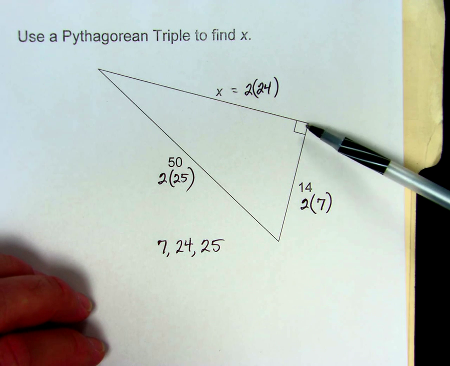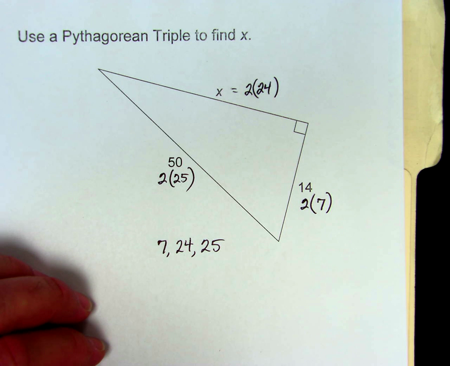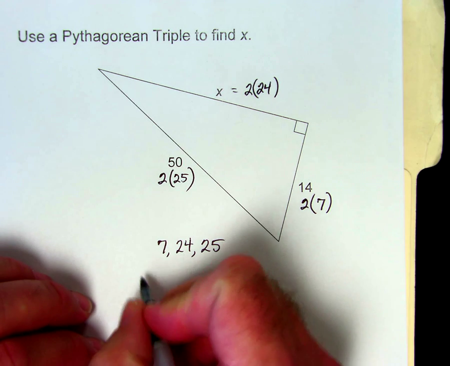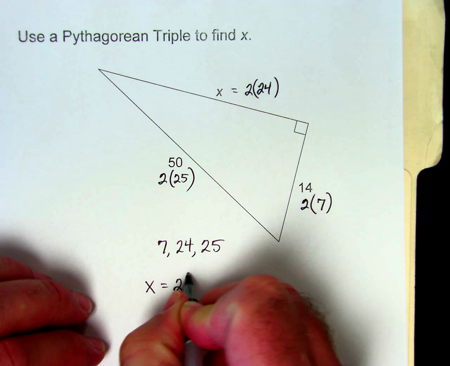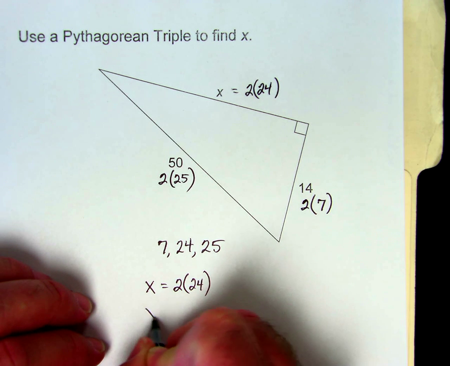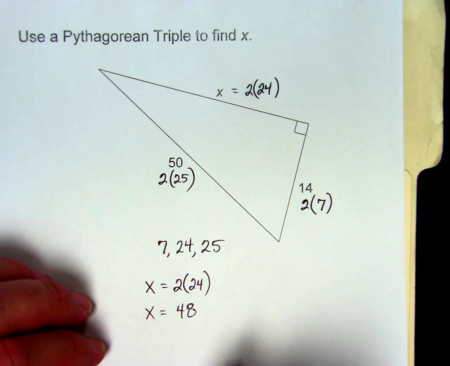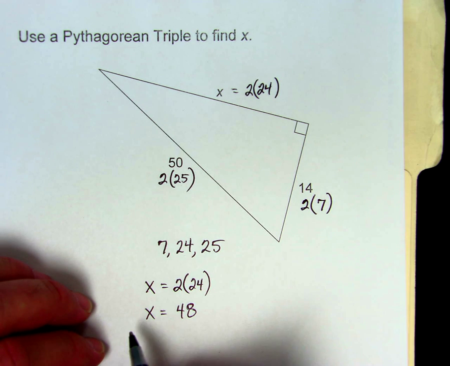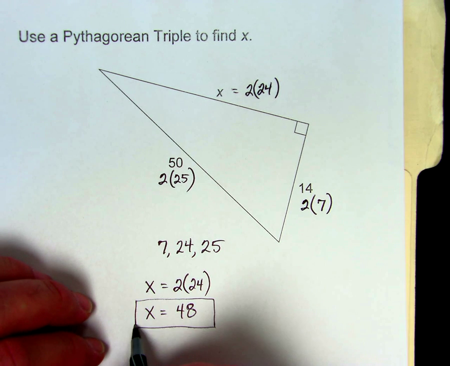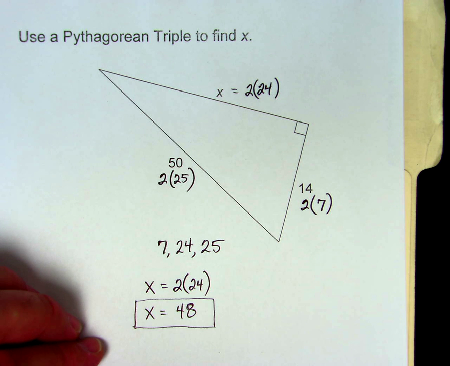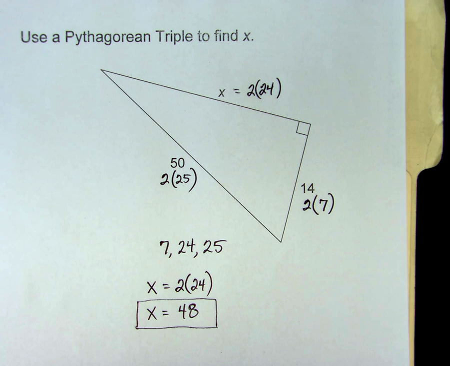If they're similar, they have to have congruent angles. So a 14, 50, and then we would see that x at 2 times 24, or x equals 48, would also be a right triangle. So having those Pythagorean triples handy, remembering that multiples of those numbers also produce right triangles, can be very helpful.